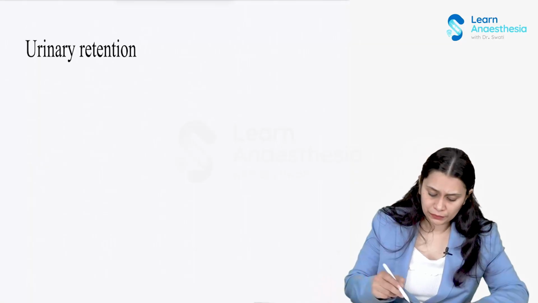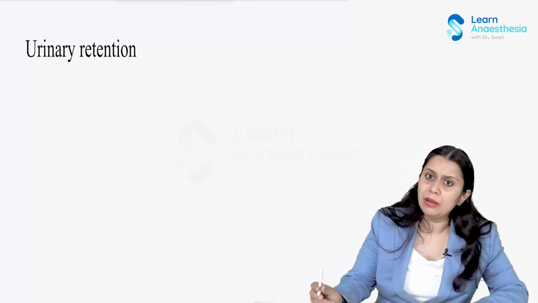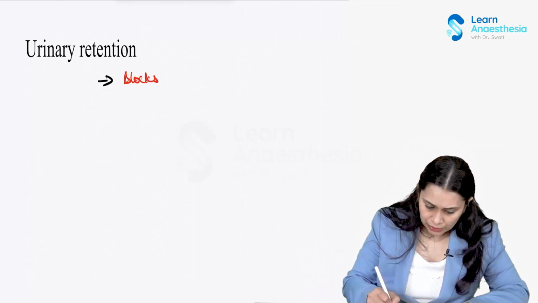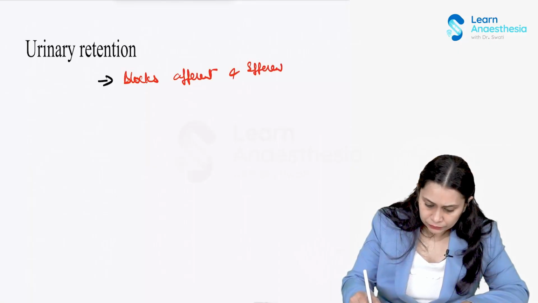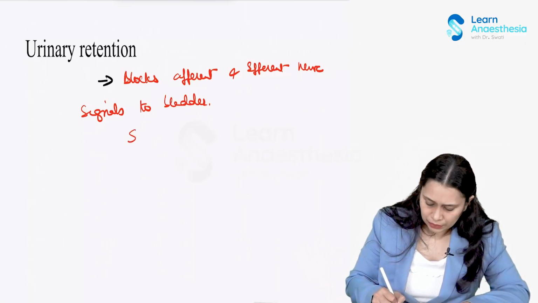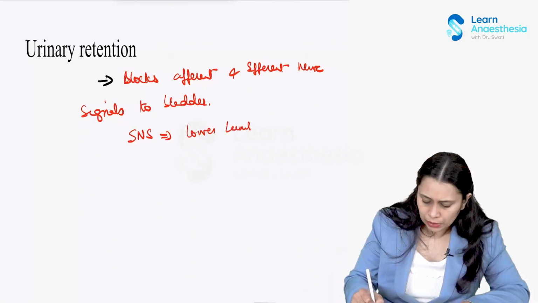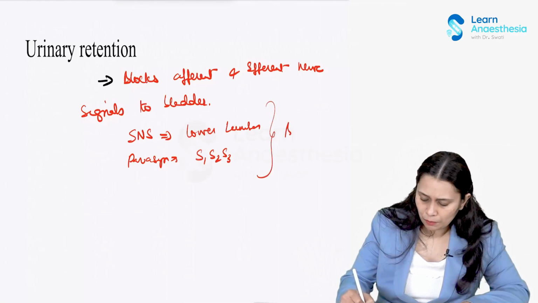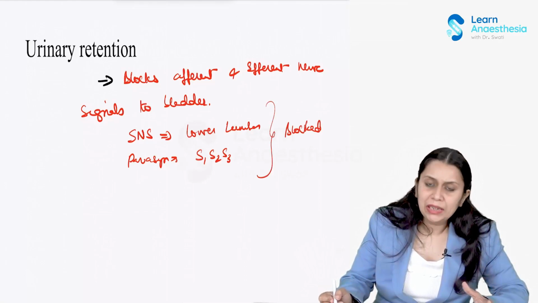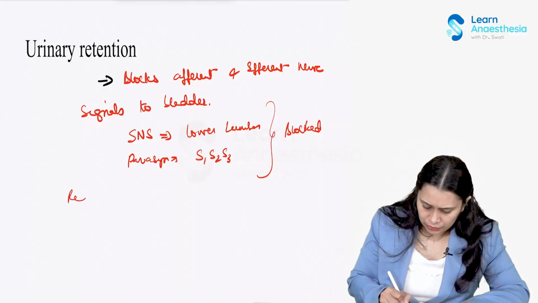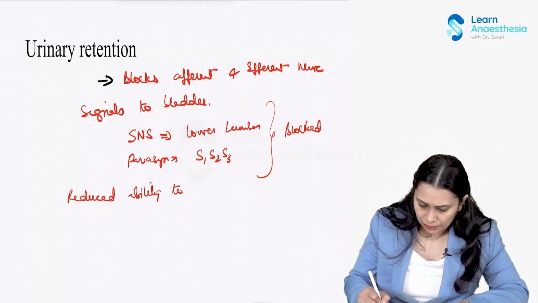Now coming to urinary retention. Neuraxial anesthesia blocks the afferent and efferent nerve signals to the bladder, both sympathetic and parasympathetic. Sympathetic fibers are from the lower lumbar and parasympathetic from sacral S1, S2 and S3. Both are blocked. So this leads to a decreased ability to empty the bladder because of the relaxation of the detrusor and contraction of the sphincter, right? So this causes urinary retention.